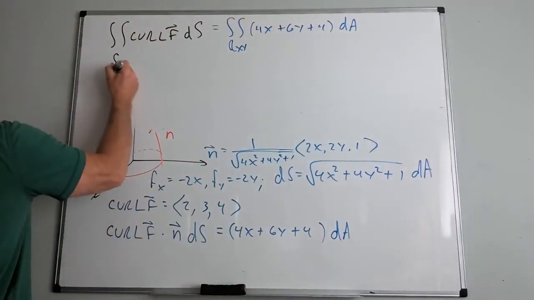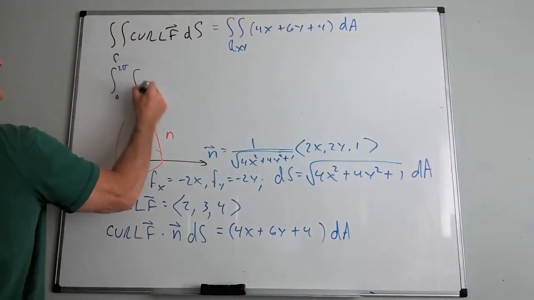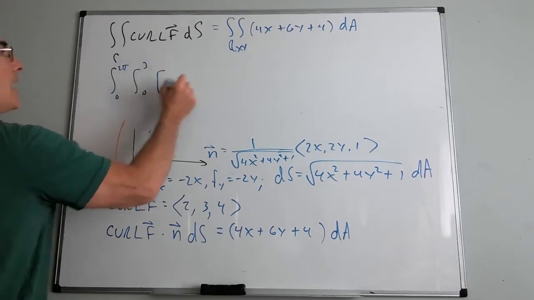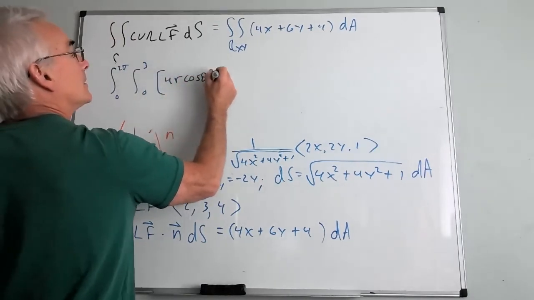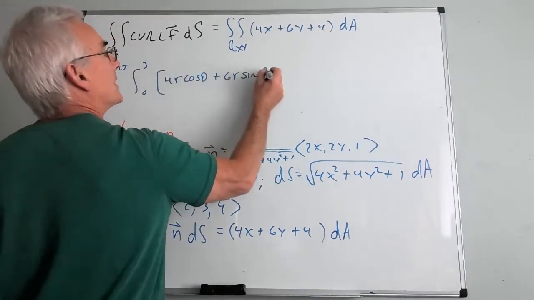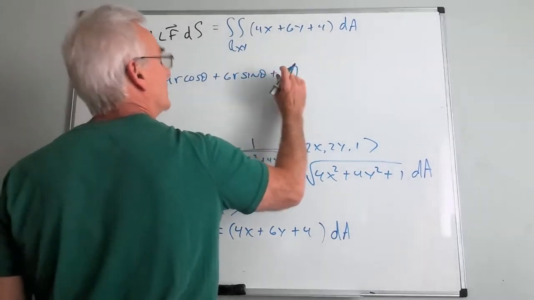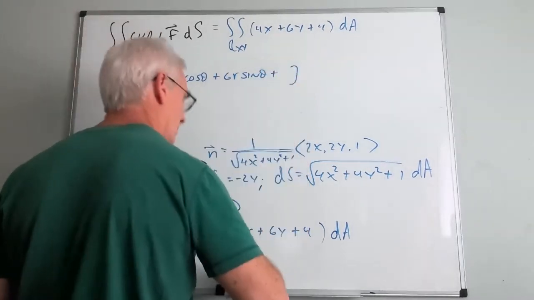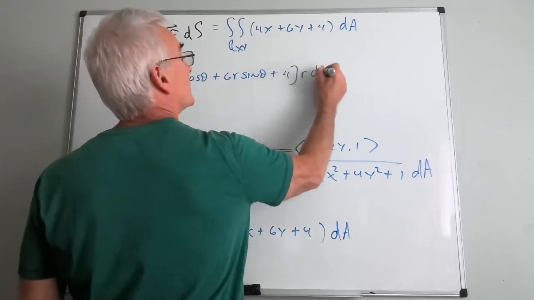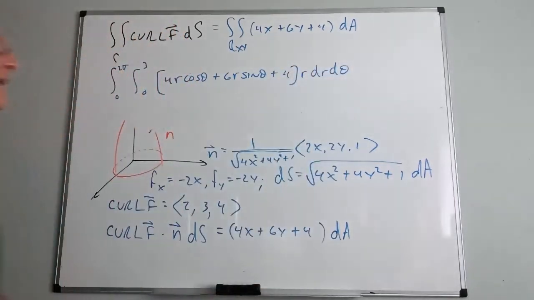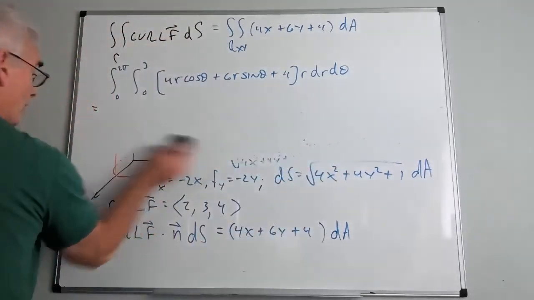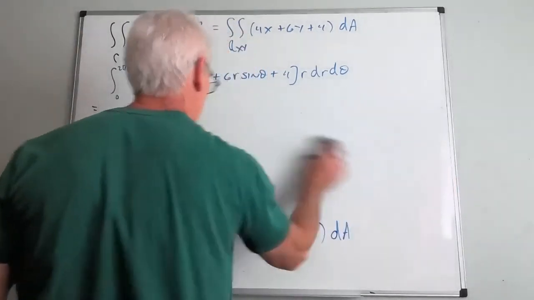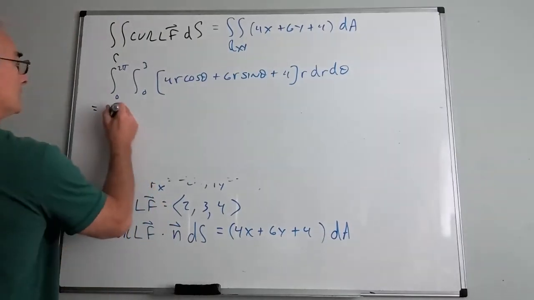So I now have 0 to 2 pi, 0 to 3, but now what? I've got to convert these to polar, so that would be 4r cos theta plus 6r sin theta plus 4, that's supposed to be a 4, r dr d theta. Don't forget that r. That will make a huge difference if I mess that up. So I will now distribute. This is not going to be a challenging problem, but there are a few steps because I don't have any constants right now.